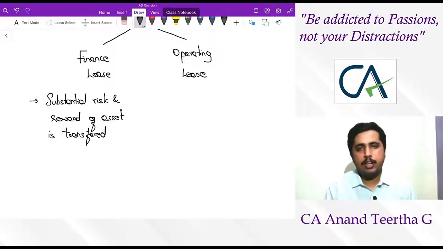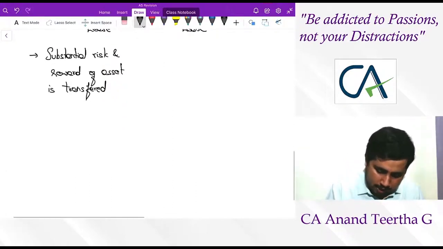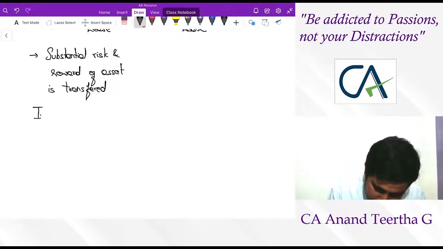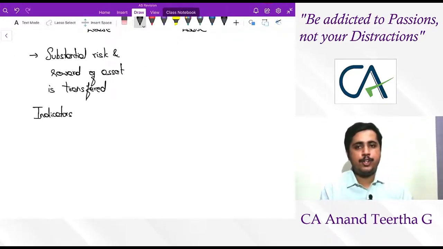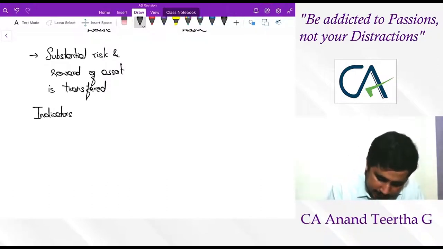So accordingly, lessee is going to get the maximum benefit of the asset in his hands. When do you call something a finance lease in a particular scenario? We call them indicators. Sometimes they will create a case study for you and ask, is this a finance lease or not? At that time, according to these indicators, you can check and tell them whether it is a finance lease or not.